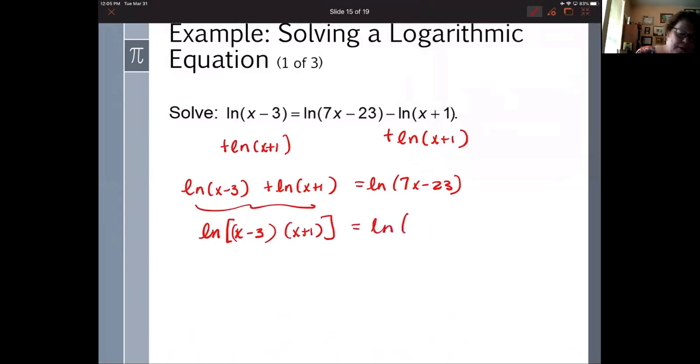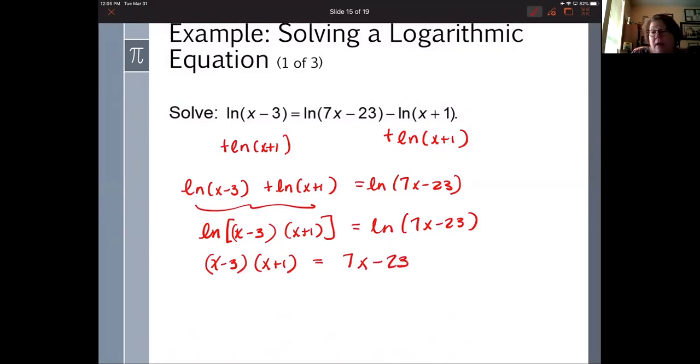Equals the natural log of 7x minus 23. So now that I have it in the form where I have log equals log, then what I'm taking the logarithm of has to equal. So in this case, x minus 3, and I'm going to solve that. That's going to be quadratic because you're going to FOIL the left-hand side of this, and then you're going to get the 7x over on the left-hand side and then minus 23 on the left-hand side, and you're going to solve it that way. So we could do that.